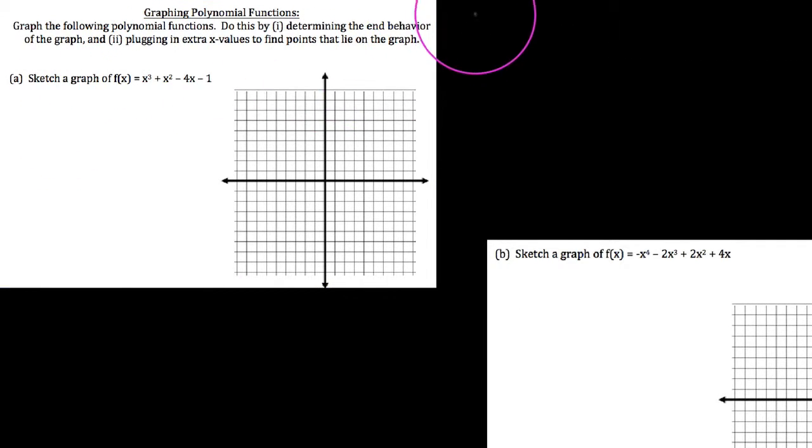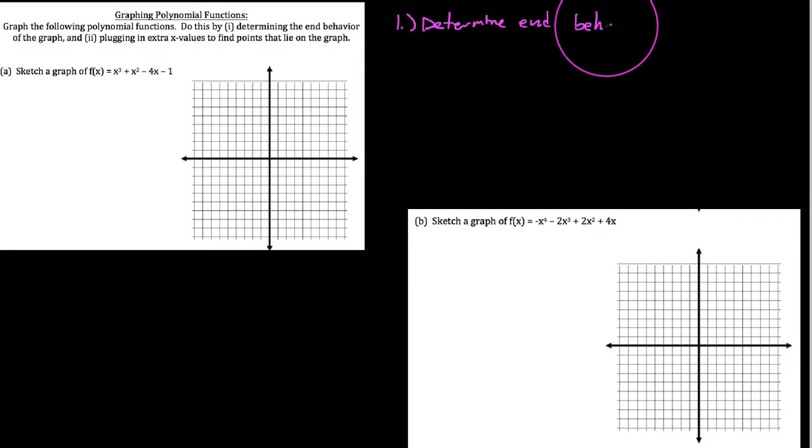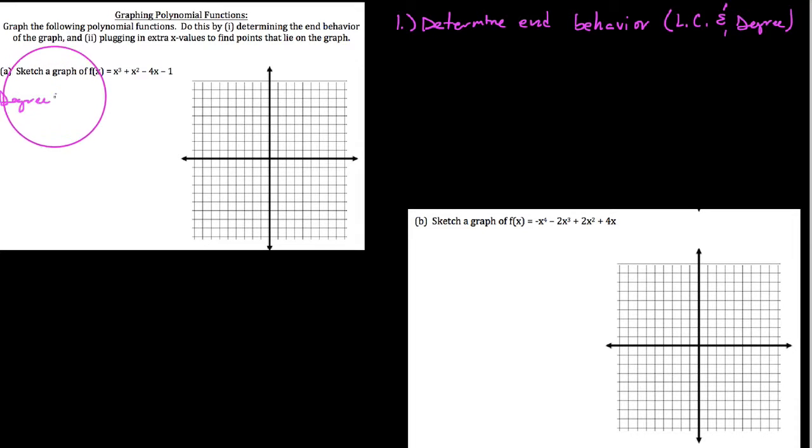So remember, we say determine end behavior. And we're going to do this by looking at the leading coefficient and degree. So we say look at the LC and degree, and we call this the leading coefficient test, okay? So when we talk about the leading coefficient and degree, well, the degree of this thing, if we're going to write this down, we say it's the third degree. So it is a cubic.